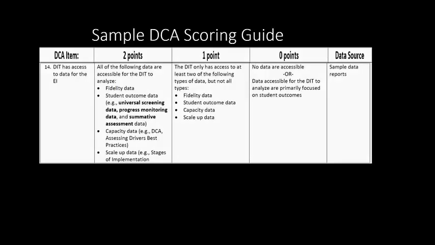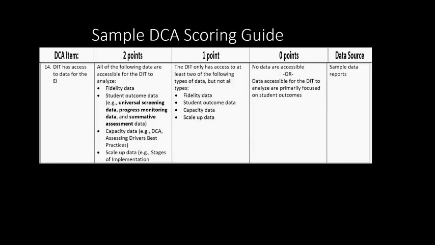This is an example of what a question would look like, and we're going to get into a sample of what you might see if you do a district capacity assessment for your planning for next year, where the DIT, the district implementation team, has access to data for the evidence-based initiative. You could be using this for PBIS. You could also use the DCA for other initiatives, maybe a language arts or a math initiative. Whichever initiatives you're implementing, the DCA will fit for that. In this case, we're going to look at PBIS.